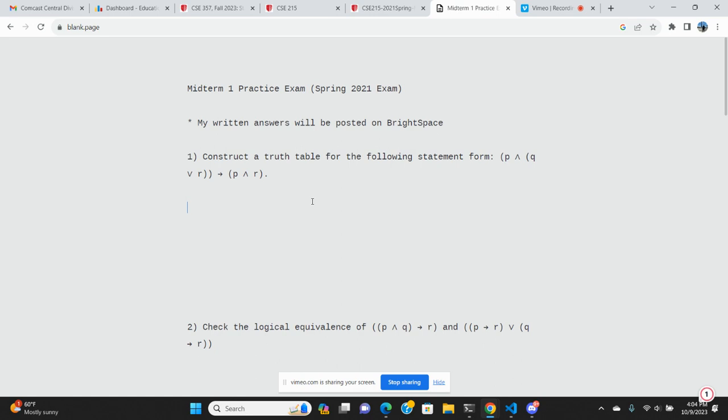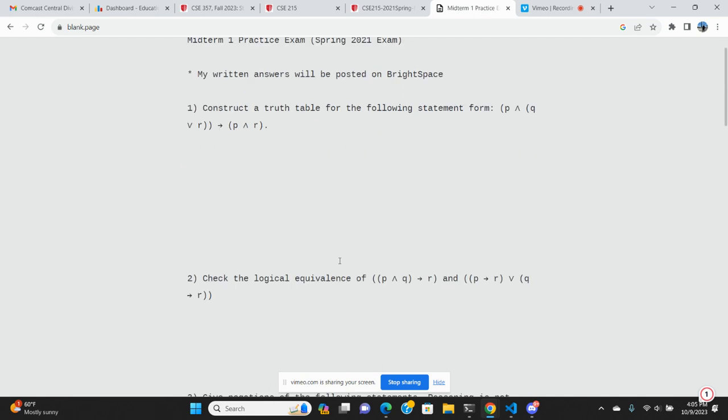Typically, with the first midterms, what you're all going to begin with is constructing truth tables and checking logical equivalence and basic propositional logic. And just as a quick reminder, these should all be freebies, by the way. So construct a truth table of the following form.